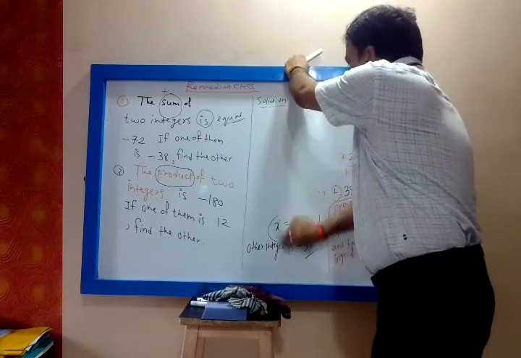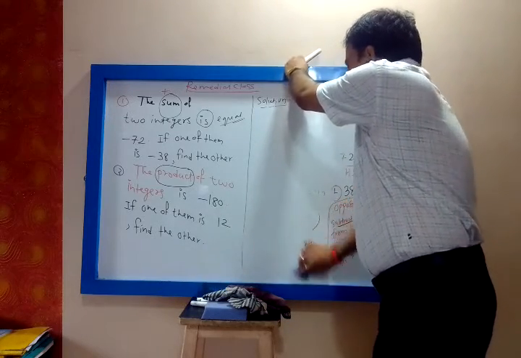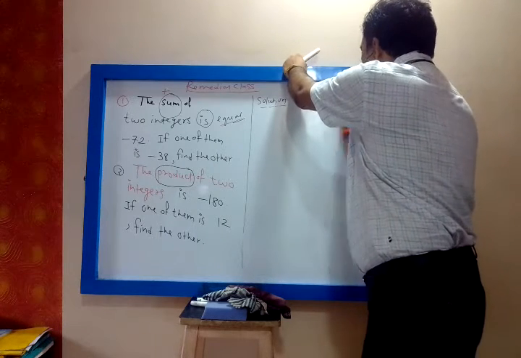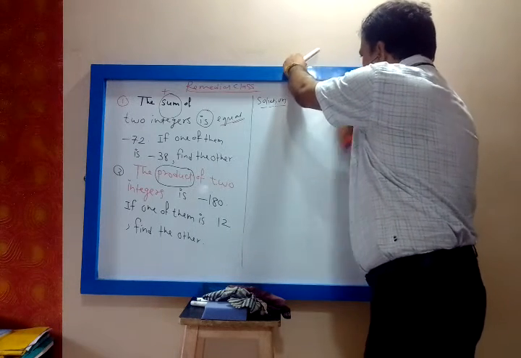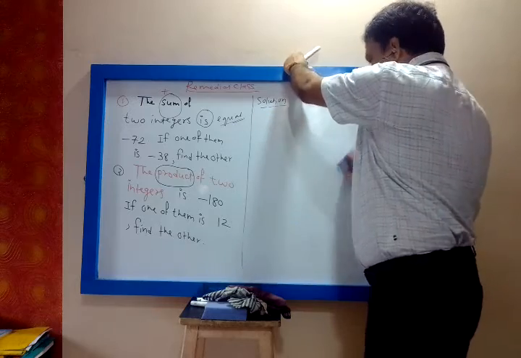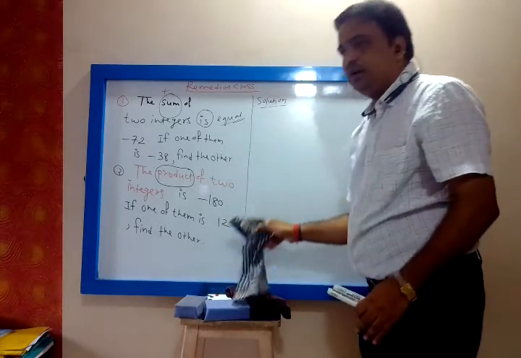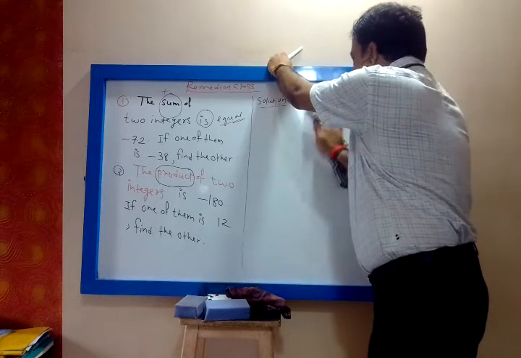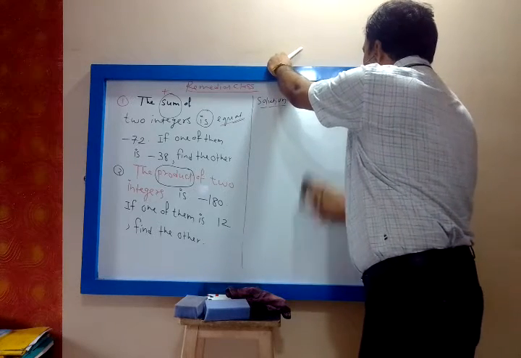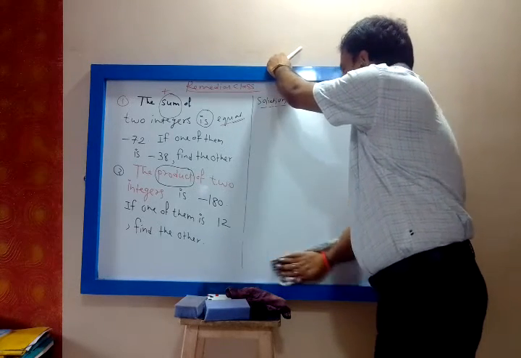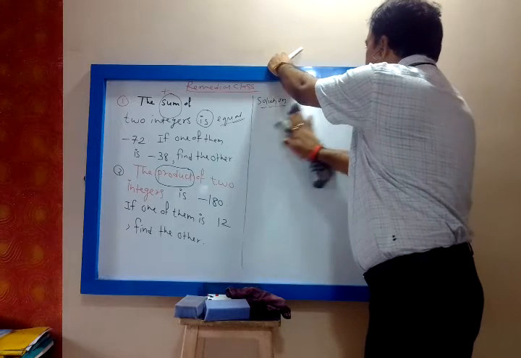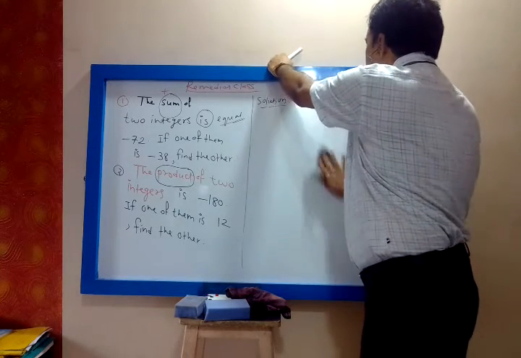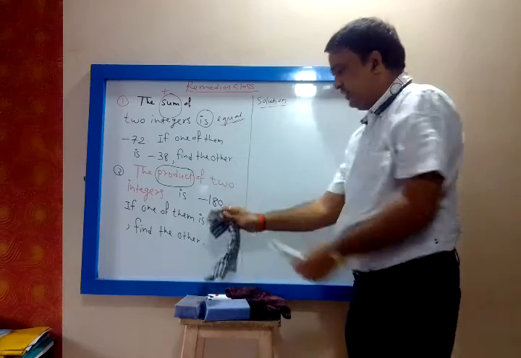So first integer, product means multiplication. First integer into second integer is given. Is means equal to. Product means multiplication. In mathematics, product means multiplication. Sum means plus. Okay. Difference means minus. Quotient means division. Okay.